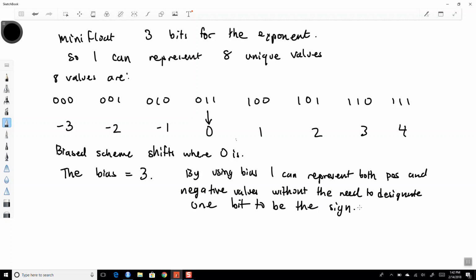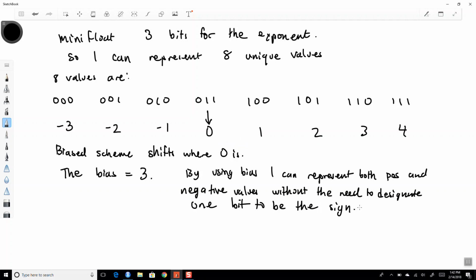Okay? Because another option would have been saying, I've got 3 bits for the exponent. The first bit will be the sign, and the other 2 bits will be the number. What's the disadvantage there? The disadvantage, and the reason why we don't do it, is because we're going to end up with both positive 0 and negative 0. And so one of those values is entirely redundant, right? So it's almost a waste.